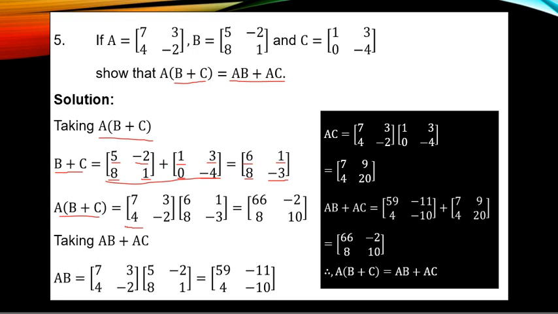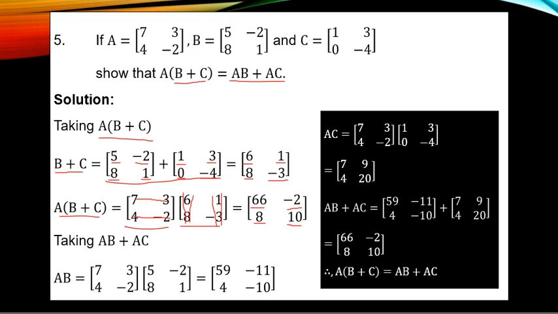So let's multiply B plus C by A. So this is matrix A, this is matrix B plus C. If you use the first row to multiply the first column, after adding you have 66. The first row times second column, after adding also you have minus 2. Then you take the second row to multiply the first column, after adding and multiplying you have 8. Then the same second row times second column, you have 10. That is the first part.